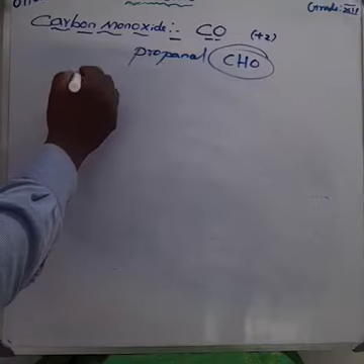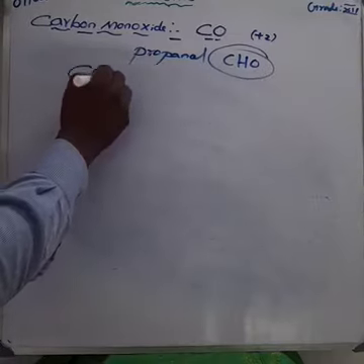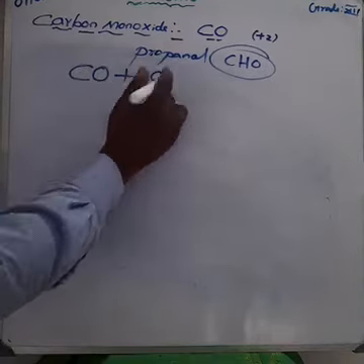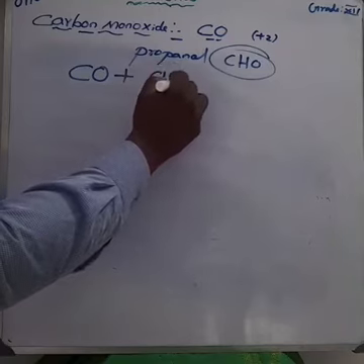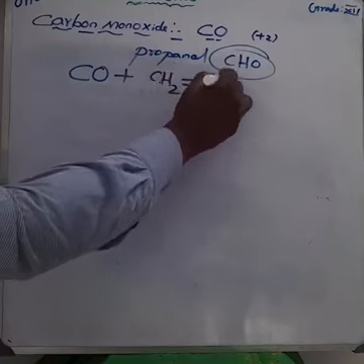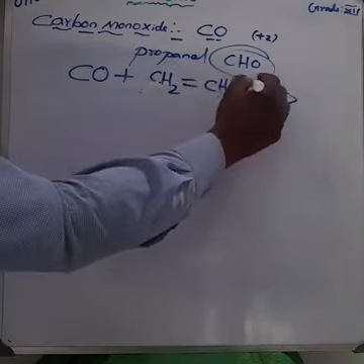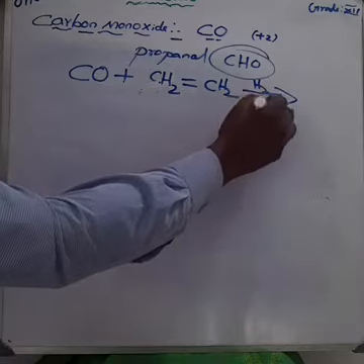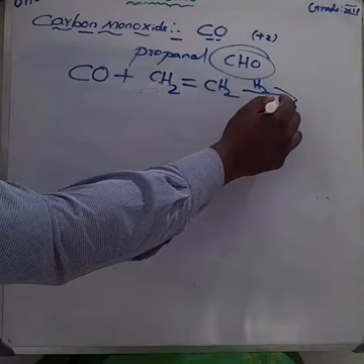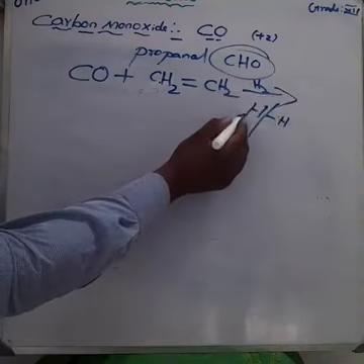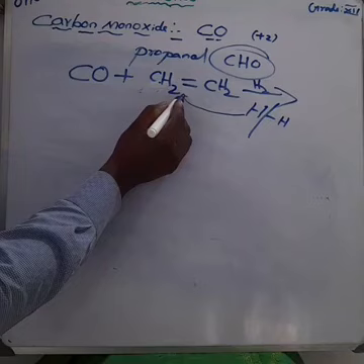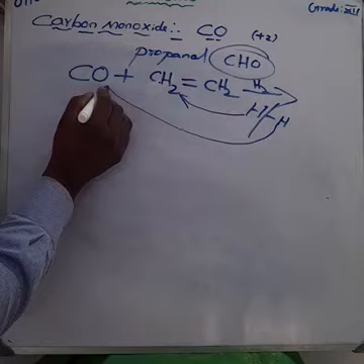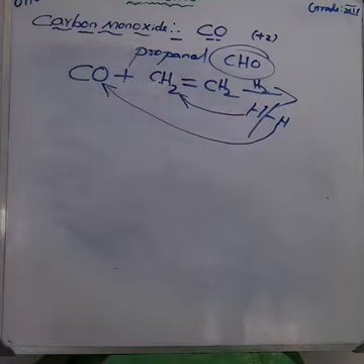What is the formula of carbon monoxide? CO reacts with ethene, formula C2H4, otherwise written as CH2=CH2, in the presence of hydrogen, that is dihydrogen H2. So here the hydrogen is breaking, and one hydrogen is attached to the CH2 group, and another hydrogen is attached to the CO, carbon monoxide. Can you understand, my dear children?